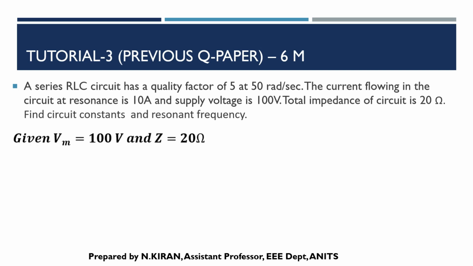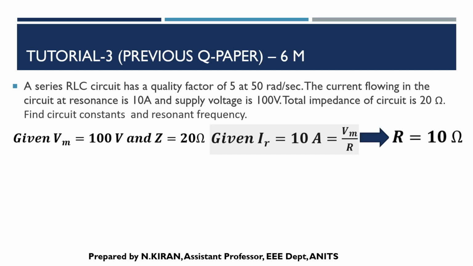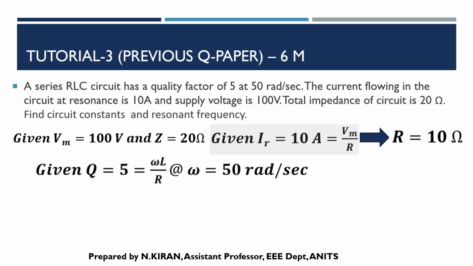So given the supply voltage Vm is 100 volts and impedance to be 20 ohms. Current at resonance IR is given as 10 amps. The formula is Vm by R. From that we'll get the value of resistor R equal to 10 ohms. Given quality factor at 50 radians per second is nothing but 5. The formula is omega L by R. Mind you, this 50 radians per second is not the resonance frequency. So from this we'll get the value of inductor to be 1 Henry.